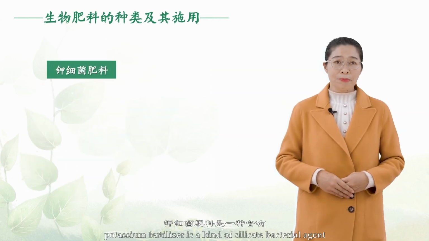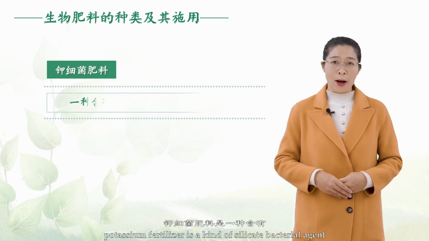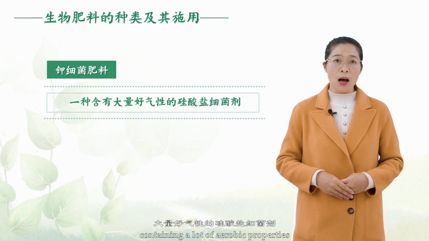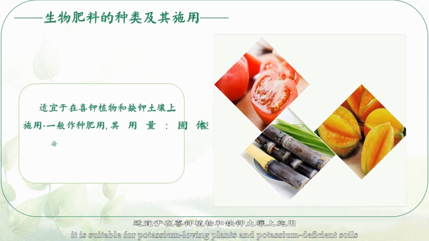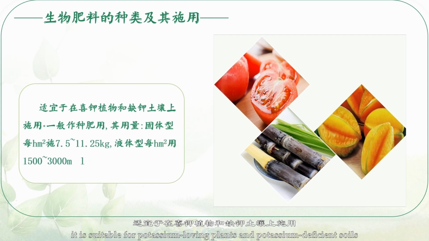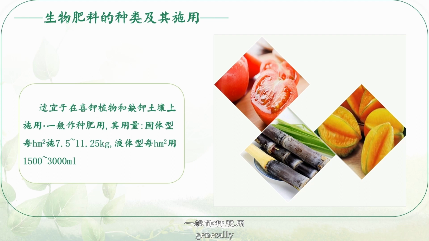Potassium bacterial fertilizer. Potassium bacterial fertilizer is a kind of silicate bacterial agent containing a lot of aerobic bacteria. It is suitable for potassium-loving plants and potassium-deficient soils. Generally, the amount used as seed fertilizer is 5 to 25 kilograms per hectare for solid type, and 1,500 to 3,000 milliliters per hectare for liquid type.